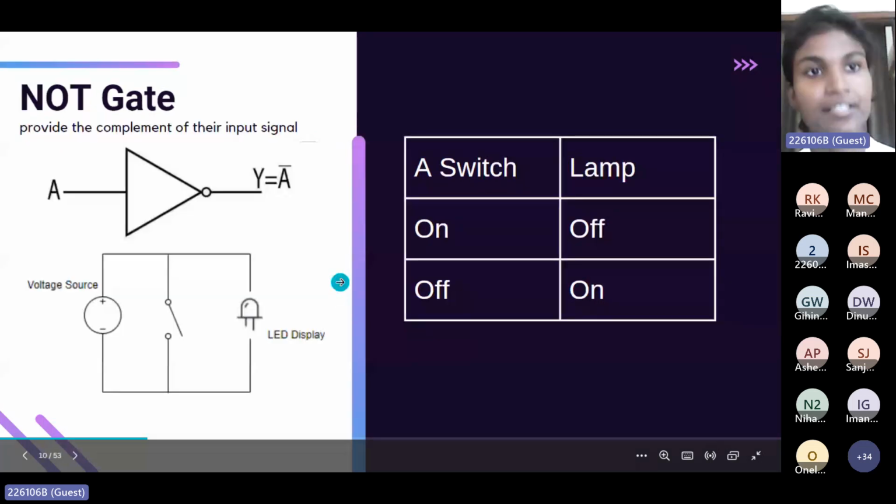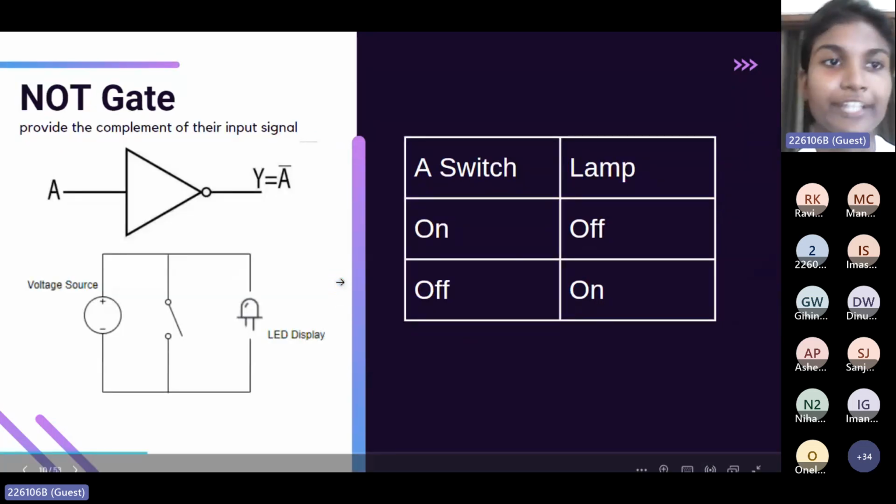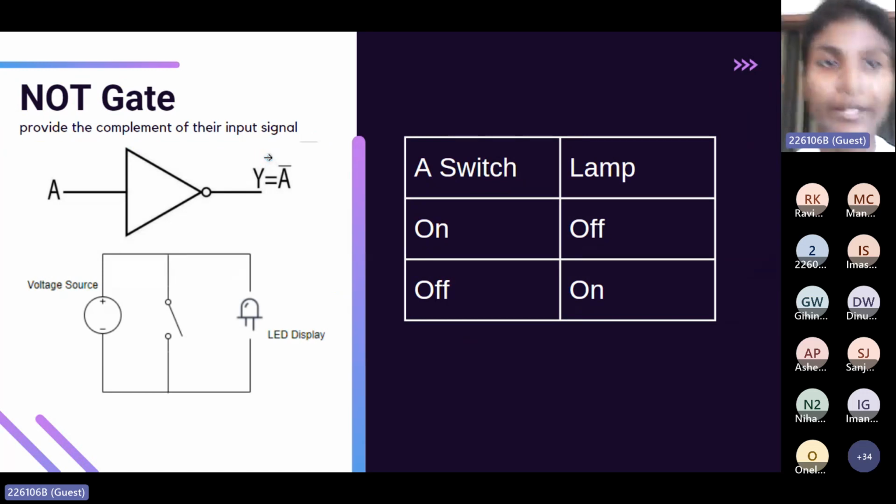The last basic logic gate, the NOT gate. Here, there's only one input and we are taking the complement of this input. And here is the symbol of the NOT gate. When the A switch is on, if we're taking the complement in this NOT gate, the lamp is off. And when the switch is off, if we're taking the complement of it, the lamp is on.